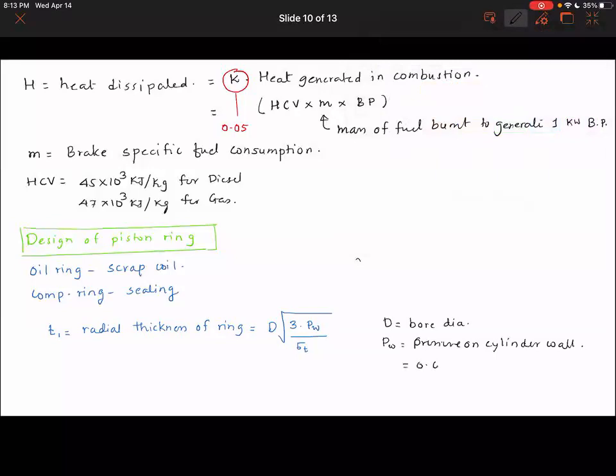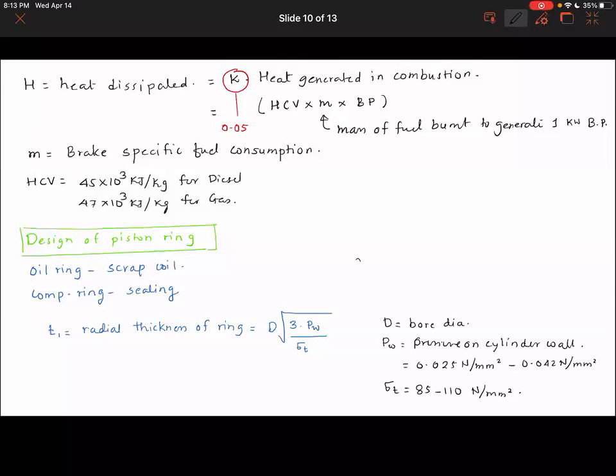which is about 0.025 Newton per millimeter square to 0.042 Newton per millimeter square. Sigma T is 85 to 110 Newton per millimeter square.